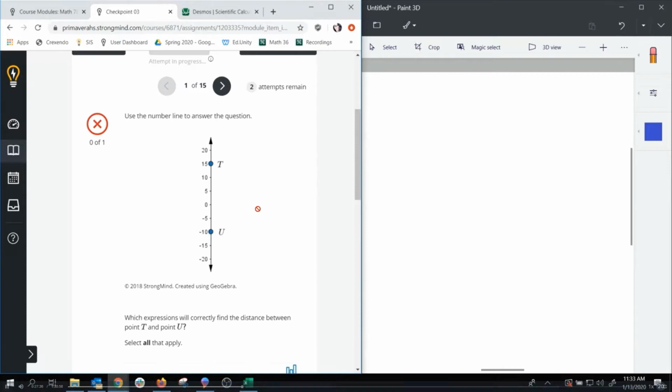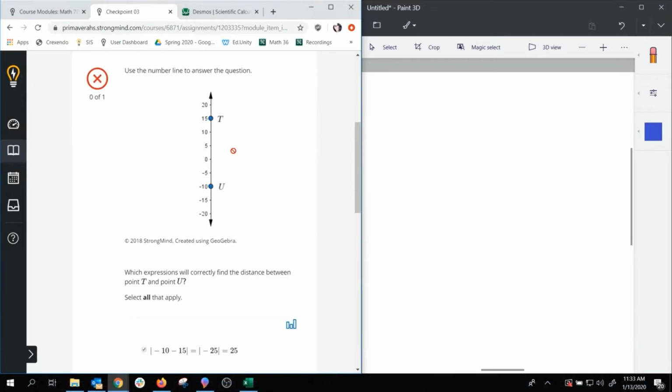All right. So for number 1, do you see this number line here with T and U? It says, which expression correctly finds the distance between the 2 points. So what value does each of these 2 points have? What is T? If you look at T, what number is next to it?